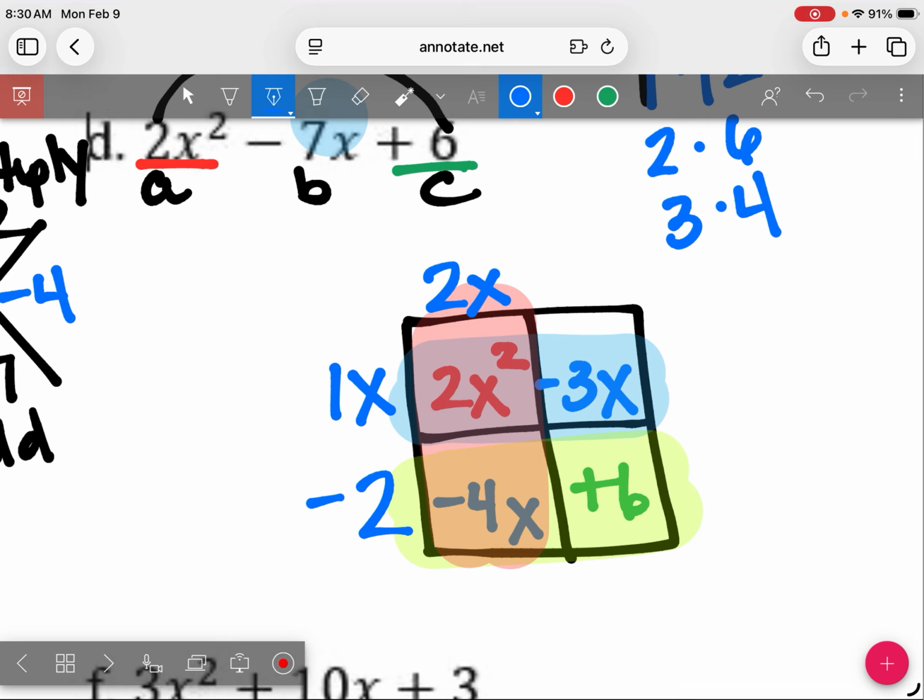But the reason I like it is because you can make sure you did it right if what you take out multiplies to be what you get on the inside. So if you know 1x times 2x is 2x squared and 2x times negative 2 is negative 4, then I'm confident that what I took out so far is right.